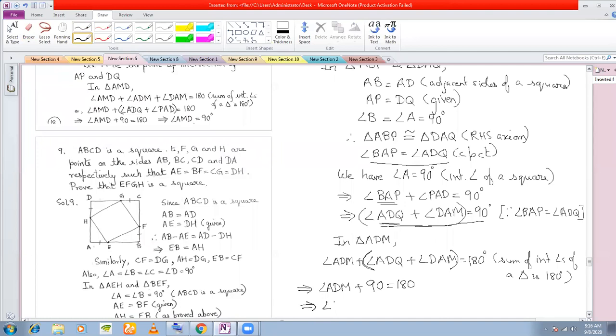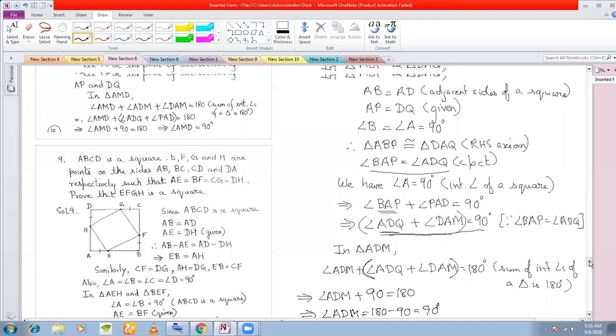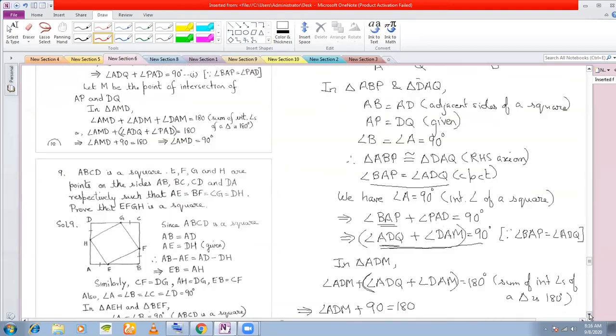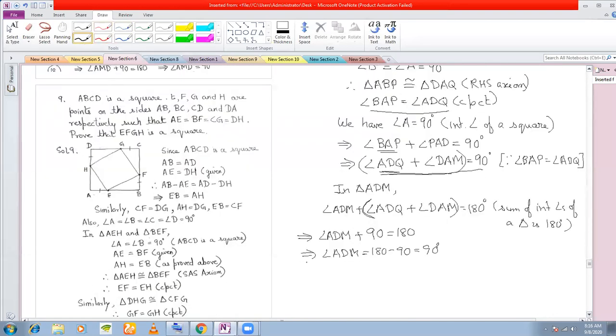So therefore angle ADM will be 180 minus 90, which is 90. So this angle ADM we have shown to be 90 degrees. That means AP must be perpendicular to DQ. So we write, hence, AP perpendicular to DQ. Okay, so this is how you should be writing.